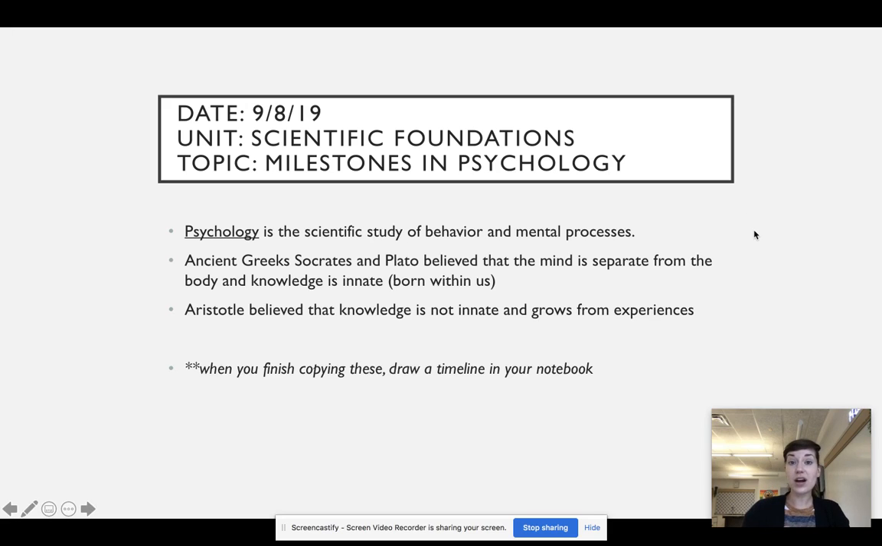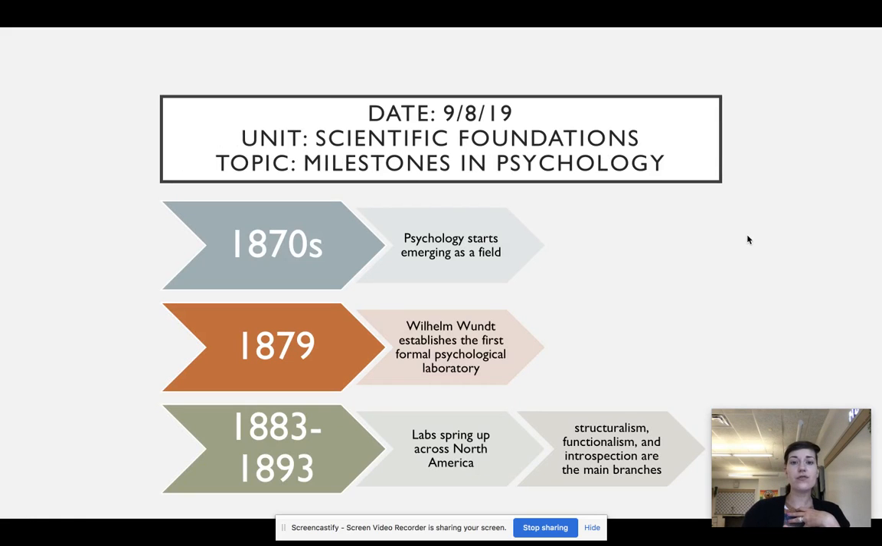So when you're done copying these, we're going to do a timeline of major events in psychology's history. You can set that up however you want. If you want to bullet point stuff, that's great. If you want to actually do a timeline, that's great. That's what I did. So first, we're going to look at the 1870s.